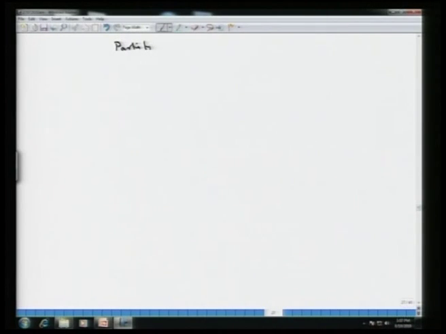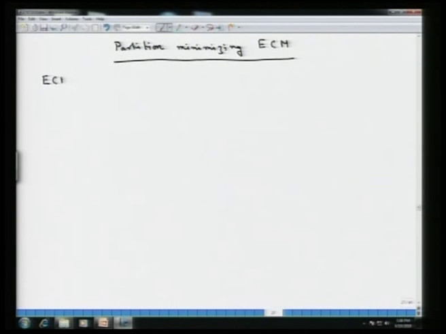Now, let us first look at the thing that I said today. We are looking at the optimum partition which minimizes the expected cost of misclassification. So, we will first look at this and then look at some examples corresponding to a multivariate normal distribution. So, what is our expected cost of misclassification? Let us recall what that was.